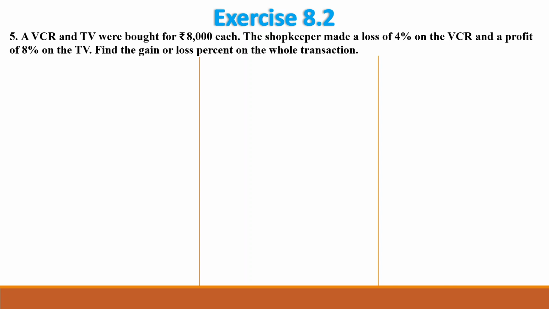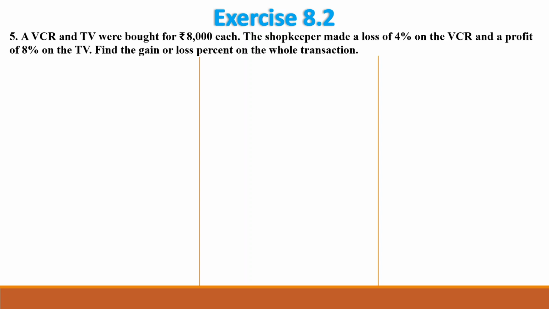So over here in this question, there are three things which are given. The first thing is the shopkeeper bought one VCR and one TV. The cost price of each of them is rupees 8,000. Then he sold the VCR at a loss of 4% and the TV at 8% gain. And then we need to find out the overall gain or loss percent.